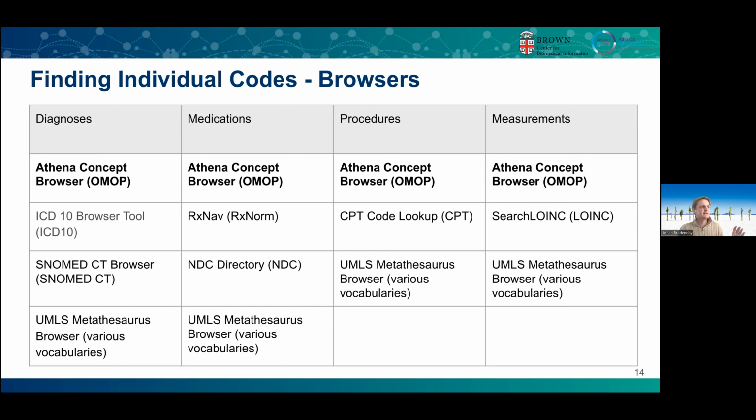And again, it's categorized by domain, so diagnoses, medications, procedures, measurements, as well as vocabulary. Some of these, like Athena and the UMLS Metathesaurus browser, are good for searching all sorts of vocabularies, while others, such as the ICD-10 browser tool, are really only designed for one type of vocabulary. I'll be showing an example of how you might use the Athena concept browser to search a concept of type 2 diabetes. As I said, you can use the Athena concept browser for all sorts of vocabularies, though most of its functionality is tailored towards OMOP codes.